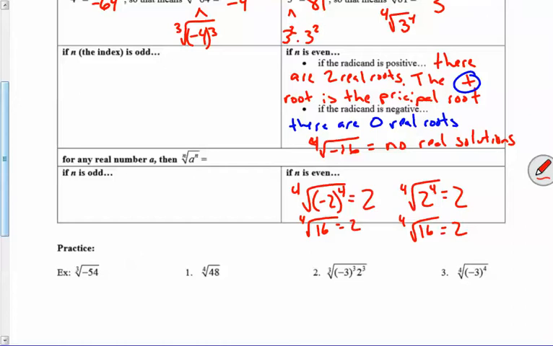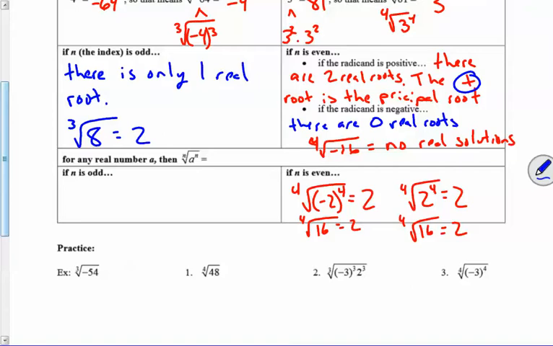Now, over here, when we're talking about the nth root and the index is odd, it's a little easier to remember because there's only one real root. If I take the third root of 8, it's always 2. Whereas if I take the third root of negative 8, I get negative 2.